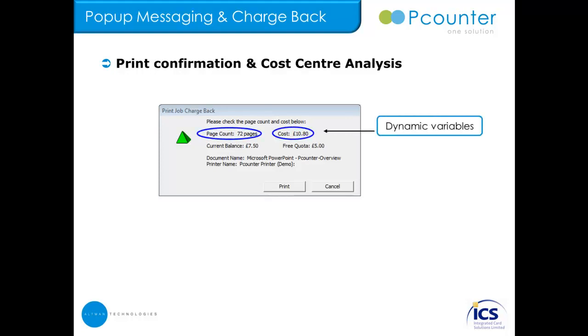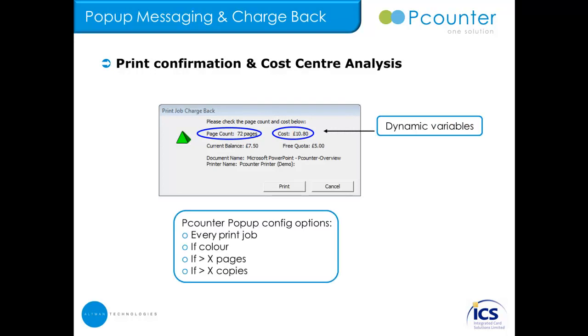The user can either select print, after which the job is printed, or alternatively they can select cancel and reformat the job at a lower cost. The pop-up can be displayed selectively to maximise its effectiveness also, so it can be displayed when the job is over a certain number of pages, a certain number of copies, or when the job is colour.